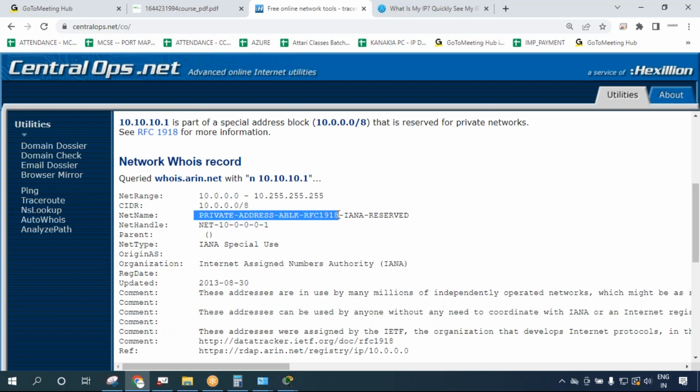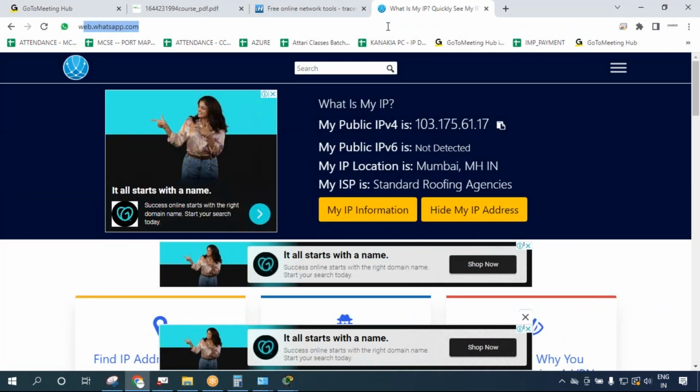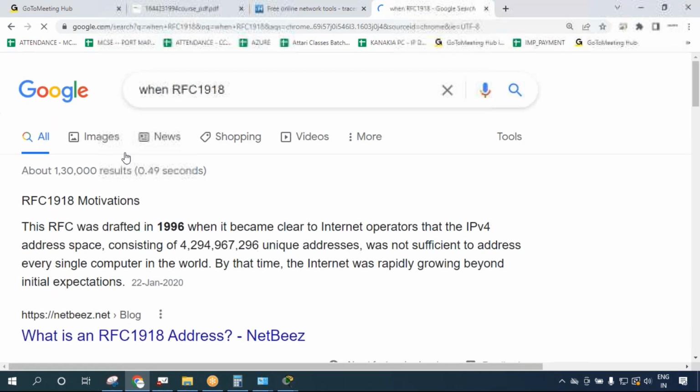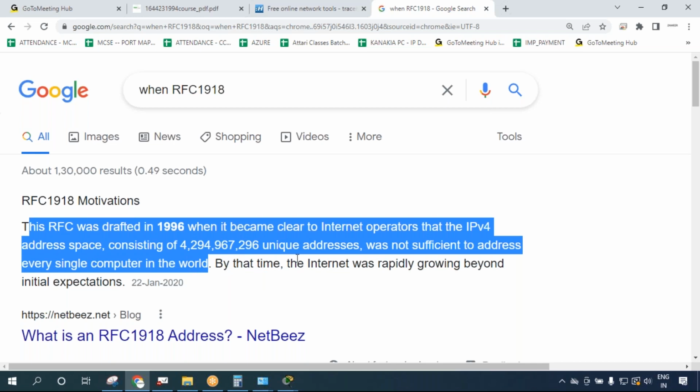This is a private address range, and that is known as RFC 1918. This private IP address range is reserved in this RFC, and an RFC is a document. In this document, they have discussed that this range should be reserved. And if I Google when RFC 1918 came, when this discussion of reserving the private range came, it was drafted in 1996. So in 1996 they decided that we should have a concept of private IP address.